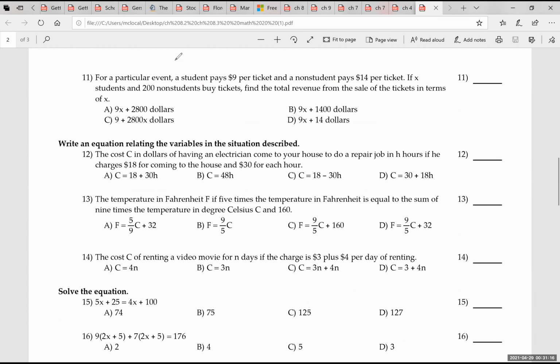Okay, the cost C in dollars of having an electrician come to your house to do a repair job in H hours, if he charges $18 for coming to your house and $30 for each hour. So we did a similar problem, right? Similar problem like this.